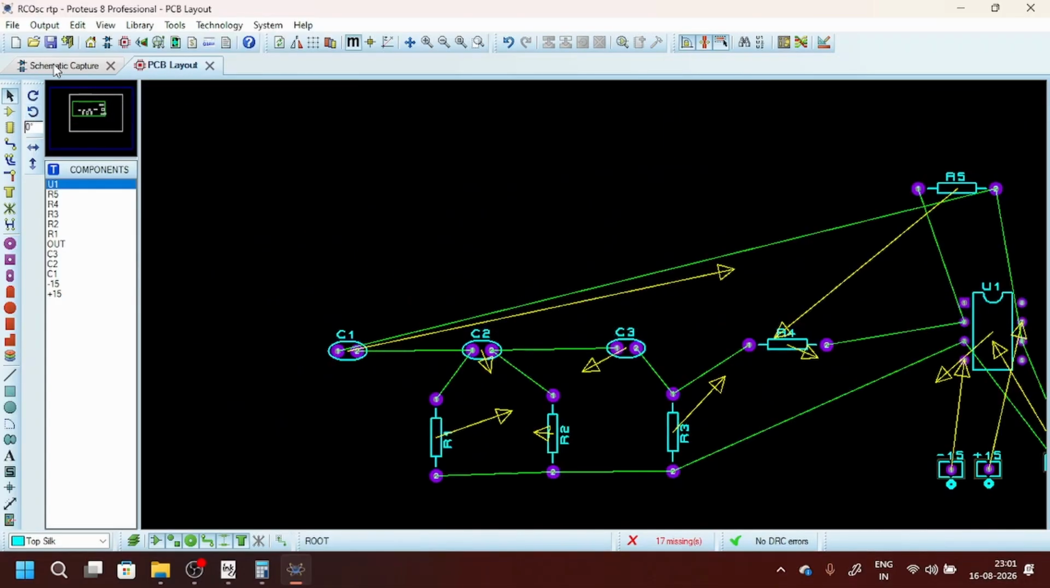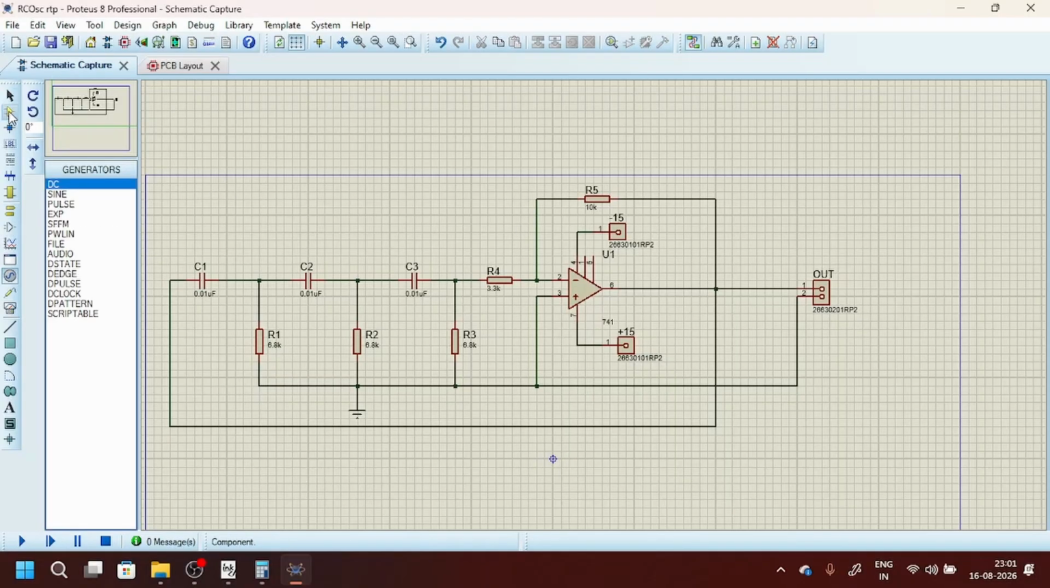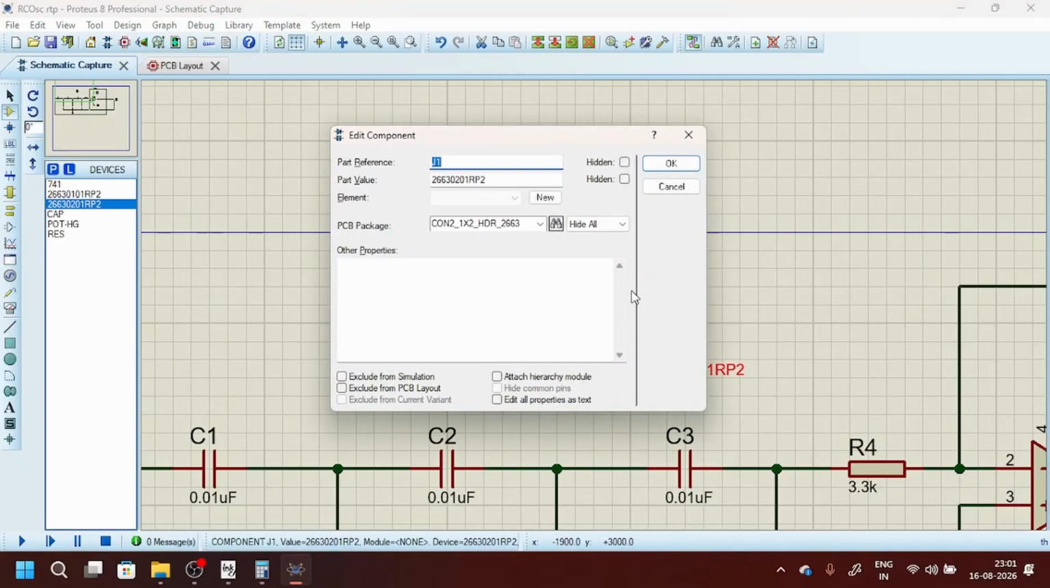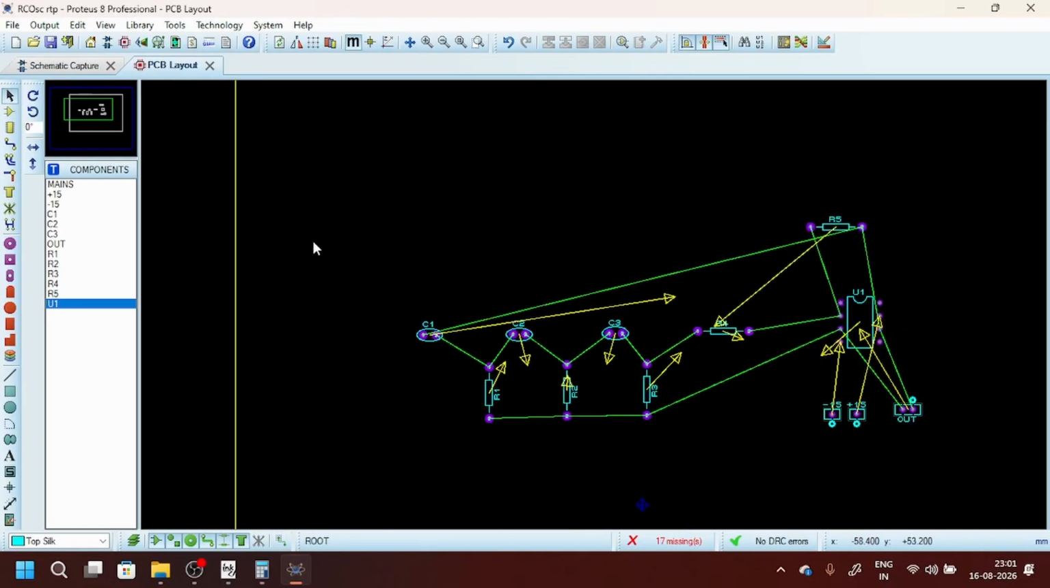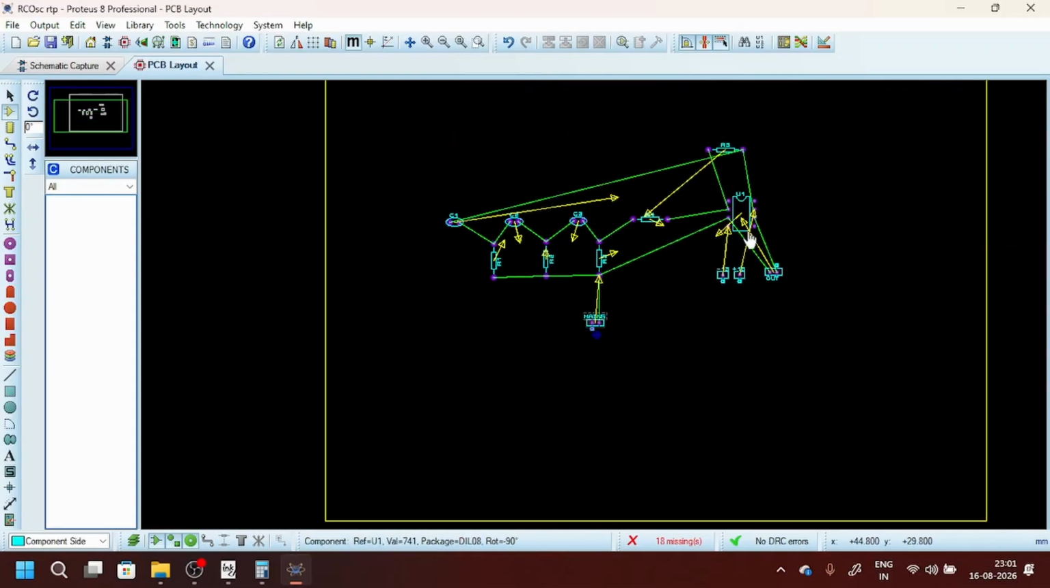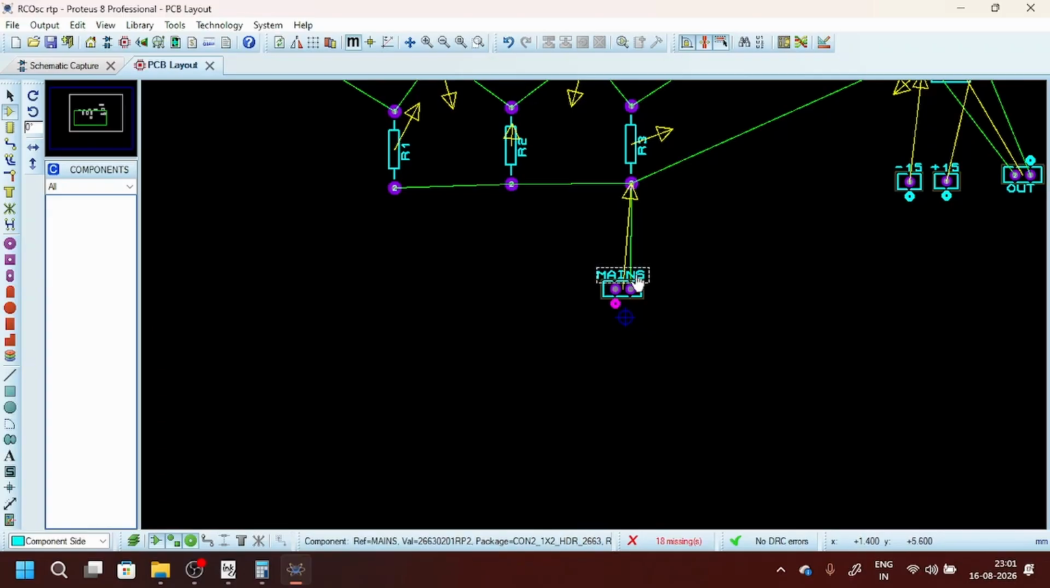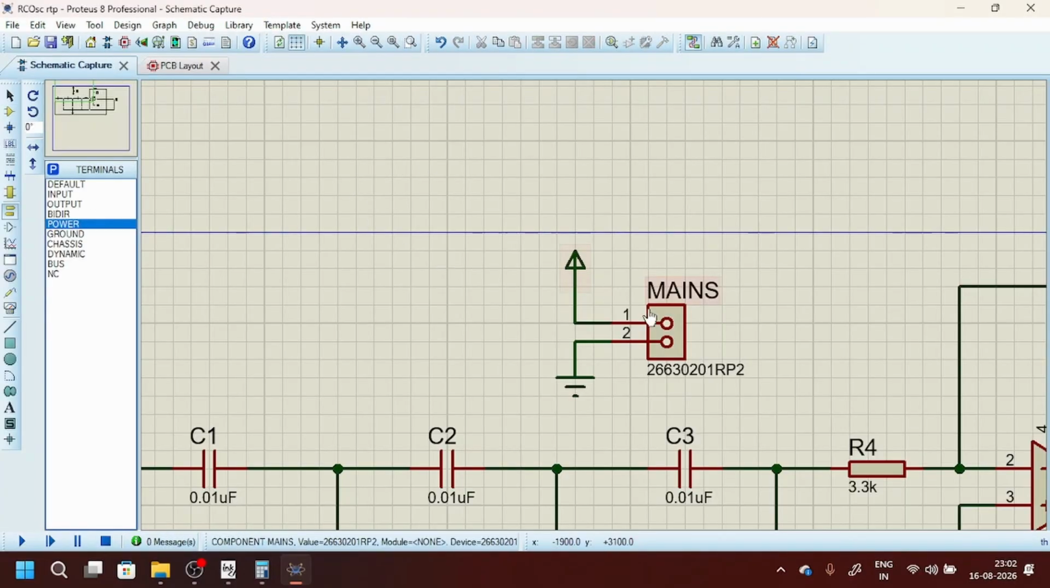One thing I should do is define the power rails. So for that, in the mains and terminal mode, select ground, do this and power. Now let's check the PCB layout. So mains, yes, there is mains. It is only for ground. There is no need to give the power supply for this. So in that case, why keep this separate component like this instead of this?